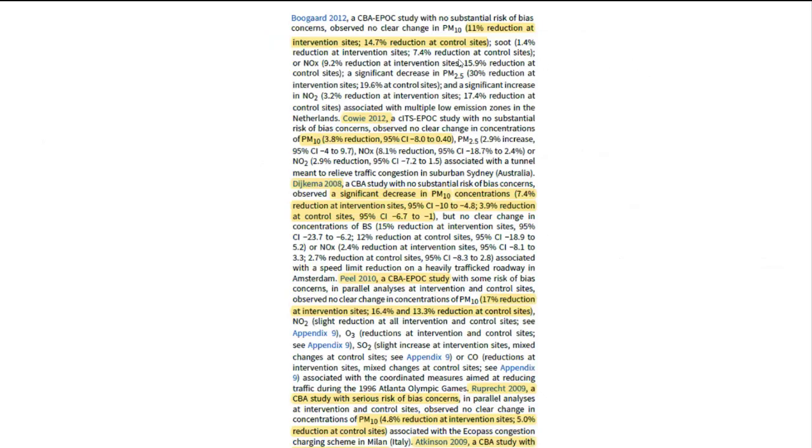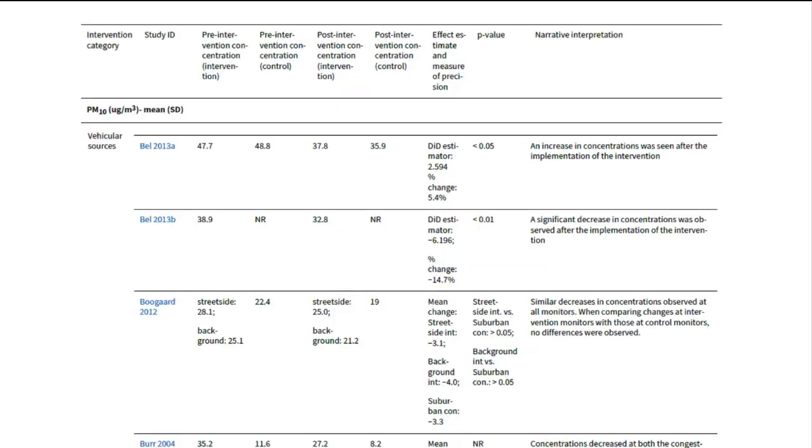And after they've given that kind of introductory statement about their summary of the evidence, they provide the results from each single study. So we've got this Bogard study, and they provide the information on PM10, 11% reduction in intervention sites, 14.7 at control sites. They talk through each study by study. And they also provide in the appendix basically the information that they could extract in a structured way for each of the outcomes and then the interventions.